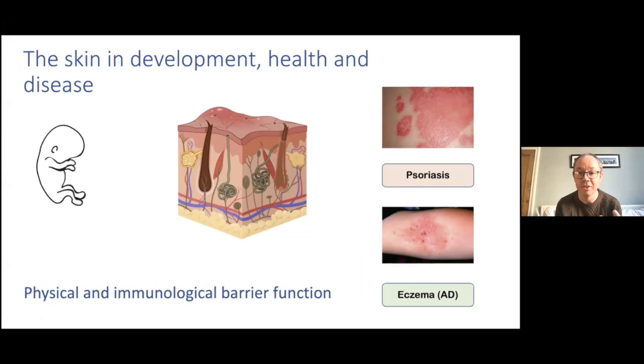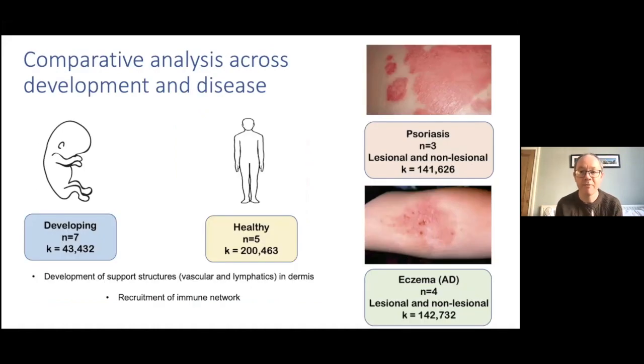So for example, in the dermis, there's vasculogenesis, a vascular network to support the developing structures, and recruitment of immune cells to prepare ourselves for the challenges we'd face from birth. And this brings us to healthy skin, but in healthy skin, both of these processes can go wrong. Eczema and psoriasis are two common inflammatory skin diseases, both having features of aberrant vasculogenesis and immune cell recruitment. So we performed a comparative analysis across development, health and psoriasis.